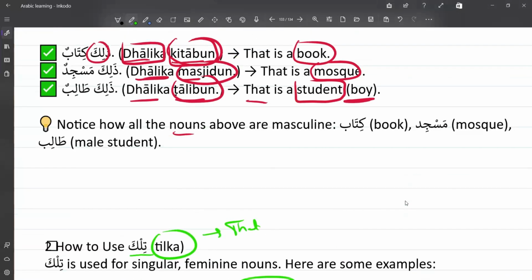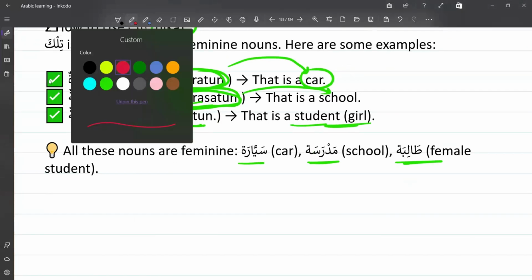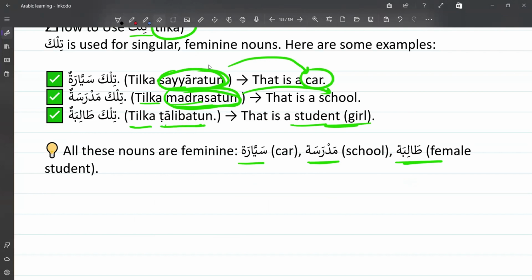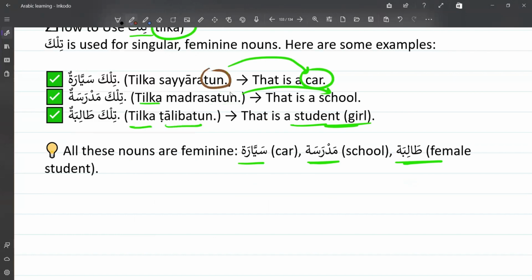Now, notice something. For female nouns, the noun always ends in tun. You can see for feminine nouns, it always ends with the word tun. That is a key recognition of the feminine nouns in Arabic, that they end with the word tun, right? So that is it for today's video.